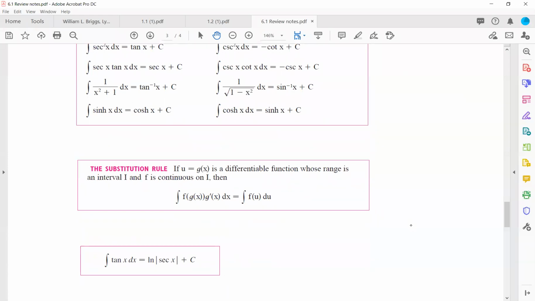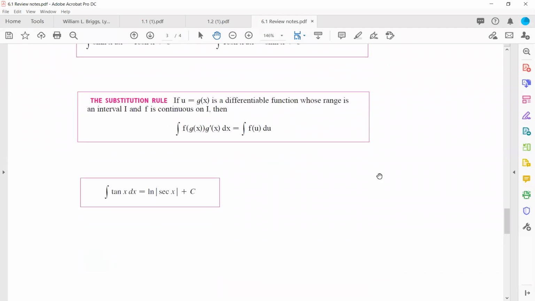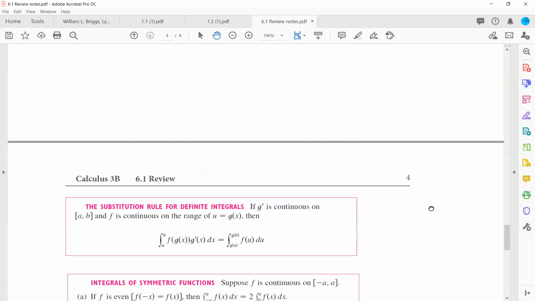The integral of tangent is equal to ln of secant. Let's see, what else do we have?